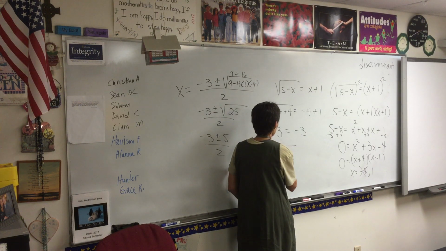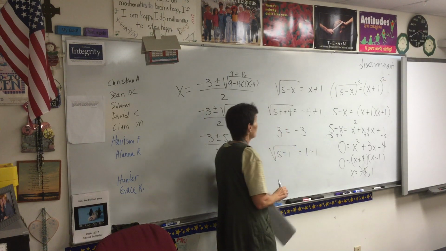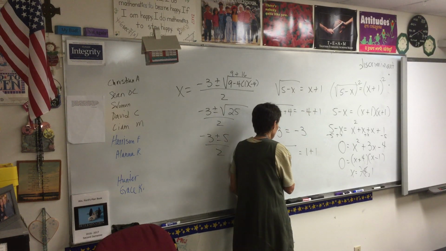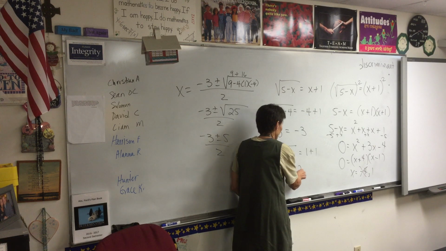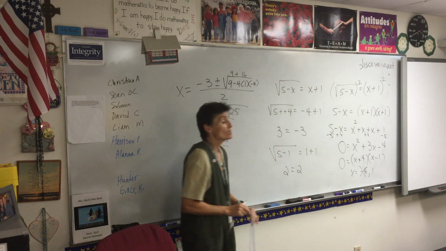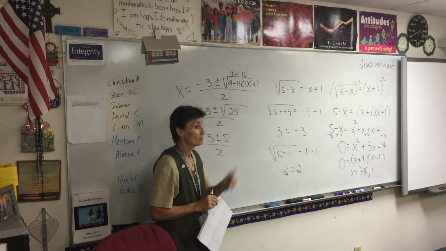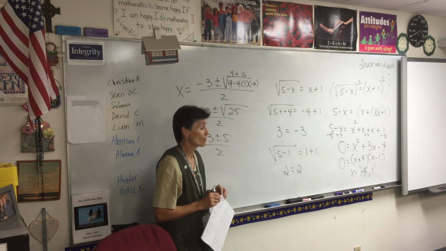So the square root of 5 minus 1 equals 1 plus 1. I'm putting ones in now. 5 minus 1 is 4, and the square root of 4 is 2 equals 2. That one works. So in the answer blank would go just the number 1. The -4 was extraneous.